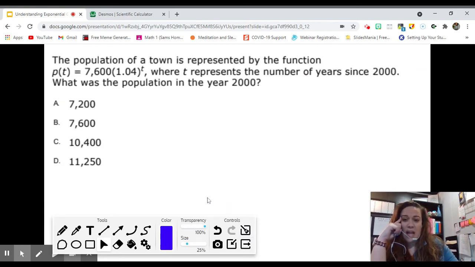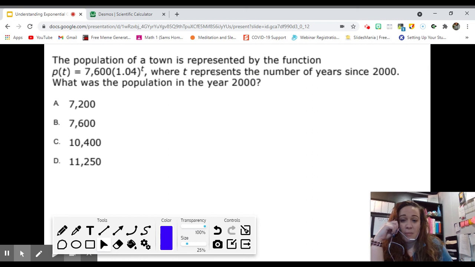The population of a town is represented by the function P of t, where t is your time. We have 7,601.04 to the t power, where t represents the number of years. See, that's the time. What was the population in the year 2000?